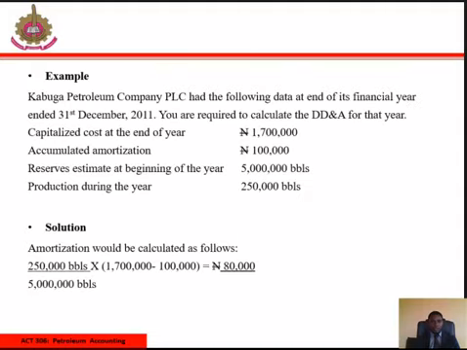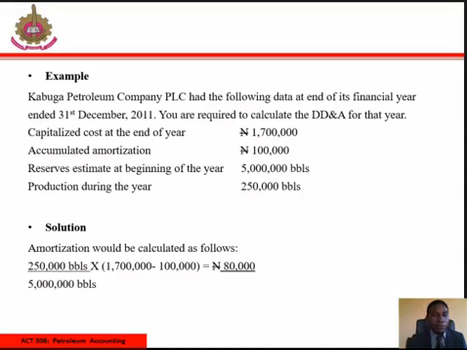We have an illustration. Kabuga Petroleum Company PLC had the following data at the end of its financial year ended 31st December 2001. You are required to calculate the DD and A for the year. The information is: capitalized cost at the end of the year is 1.7 million, accumulated amortization is 100,000, and reserves estimate at the beginning of the year is 5 million barrels. Production during the year is 250,000 barrels.